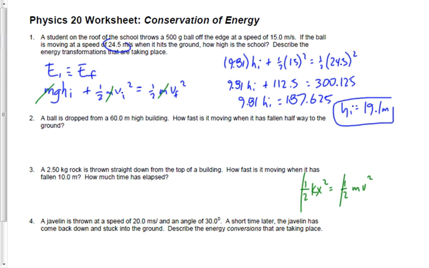Okay, it also asks us actually to describe the energy transformations that are taking place. It's a pretty straightforward one, right? What do we start with? Kinetic and gravitational potential. We end up with kinetic. So what's the conversion that's taking place? What are we losing and what are we gaining?